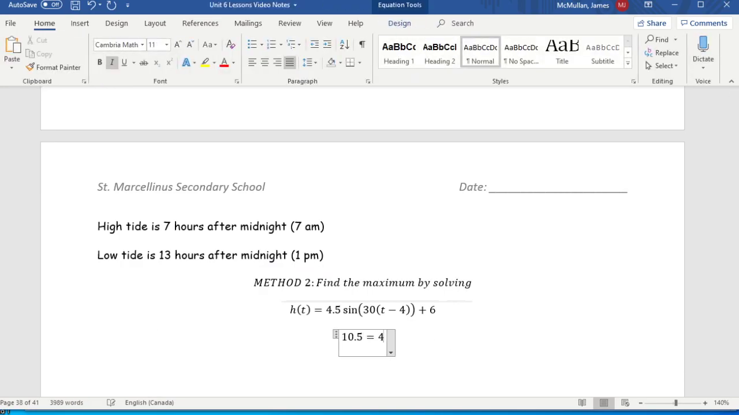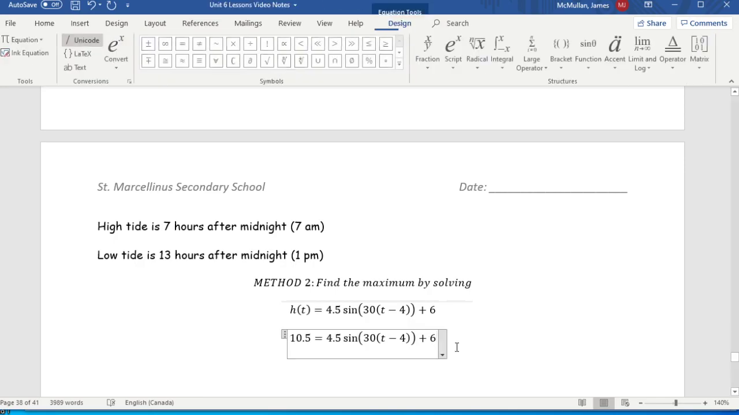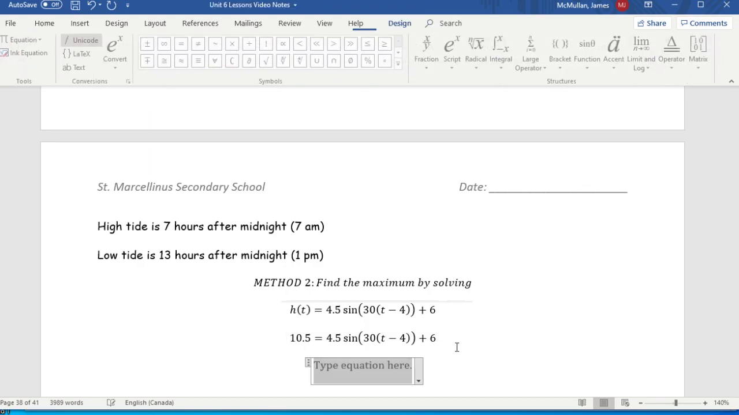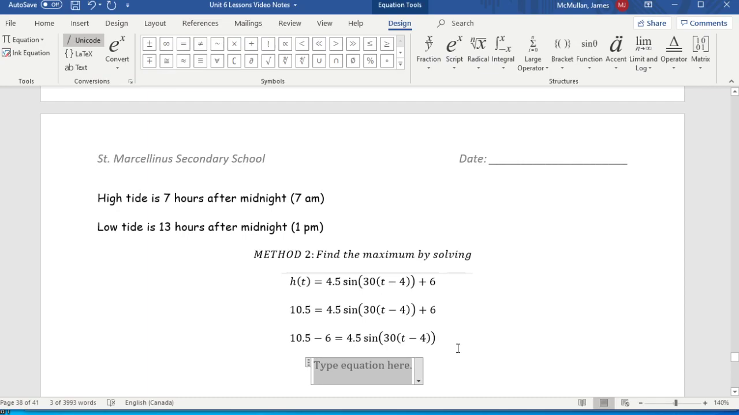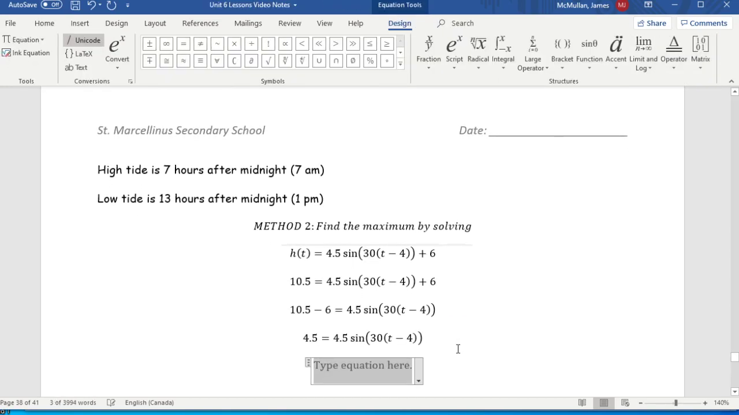10.5 equals 4.5 sine 30 (t minus 4) plus 6. So how would you solve this? You would take the 6 to the other side. 10.5 minus 6 equals 4.5 sine 30 (t minus 4). Then you'd have 4.5 equals 4.5 sine 30 (t minus 4). Okay. Divide both sides by 4.5. You'd have 1 equals sine 30 (t minus 4).